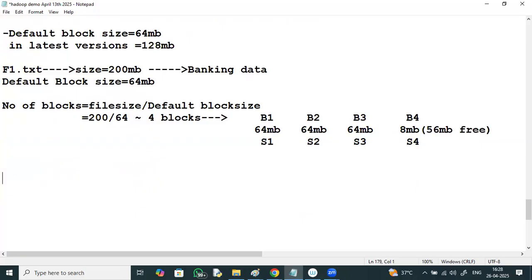This is fine. Now, if I take one more file, f2.txt, try to respond. Assume the size is exactly 192 MB. I'm taking smaller files just for explanation purposes, to show you the blocks. So here the size equals 192 MB. It has some telecom data.